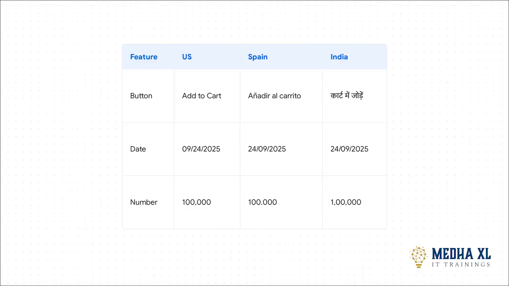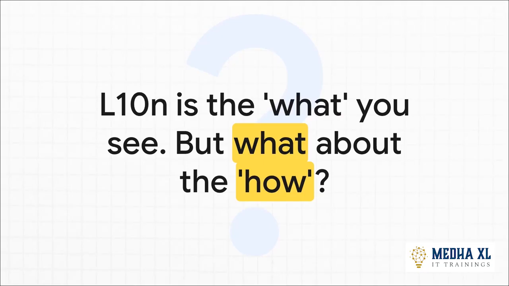And check this out. This shows you just how deep localization goes. It is so much more than just translating a button from add to cart to Añadir al carrito. Look at the numbers. In the US, you separate thousands with a comma. In Spain, it's a period. And in India, the separator system is completely different. It's all about sweating the small stuff. Okay, so localization is the what? It's the stuff we can see and touch on the screen. But that just leads to a bigger question, right?